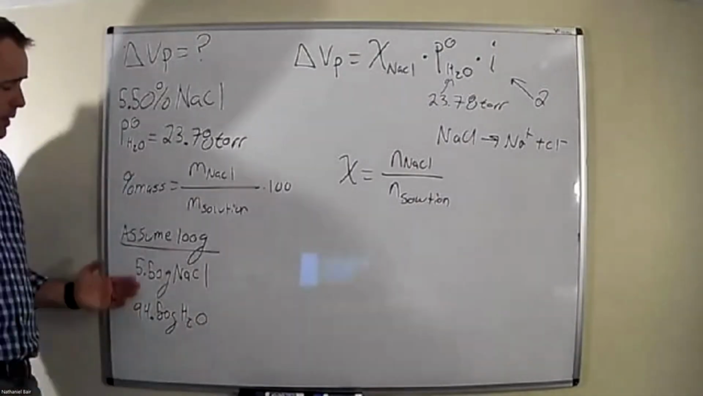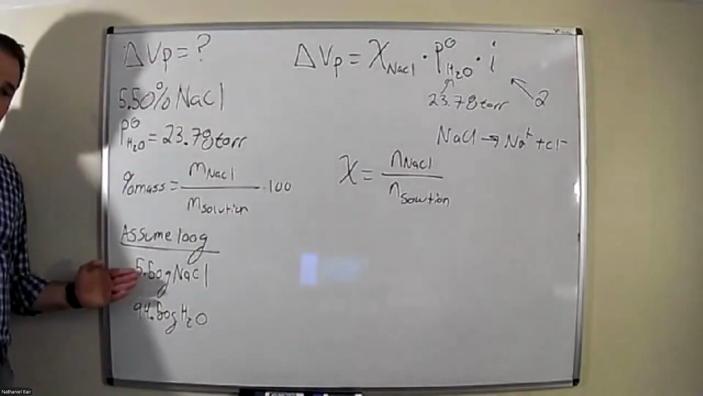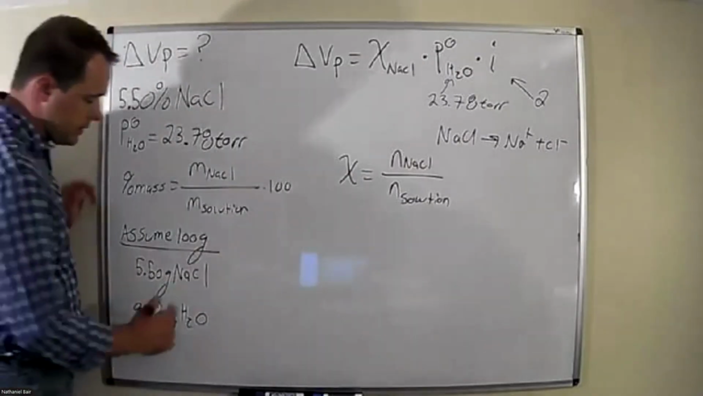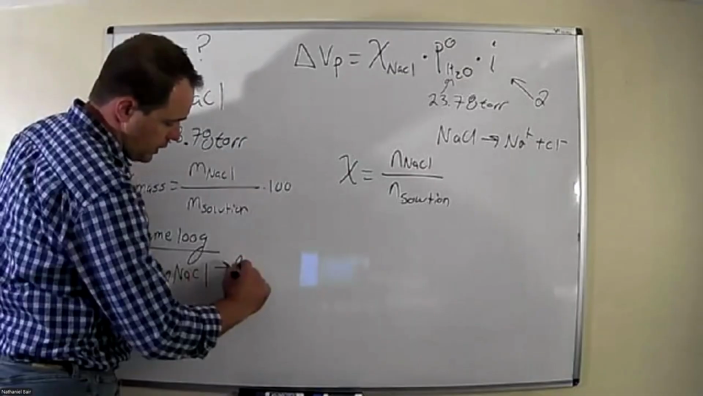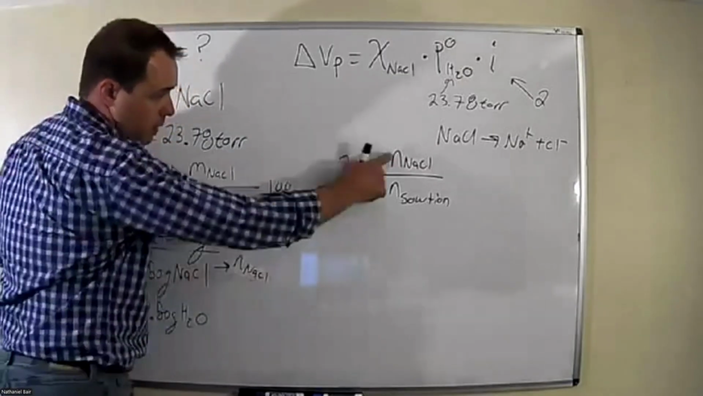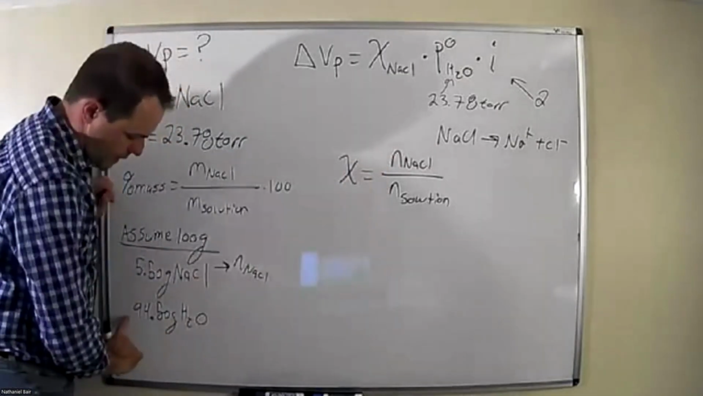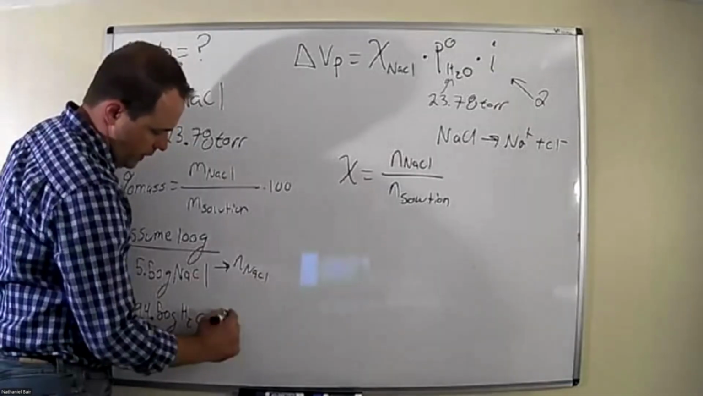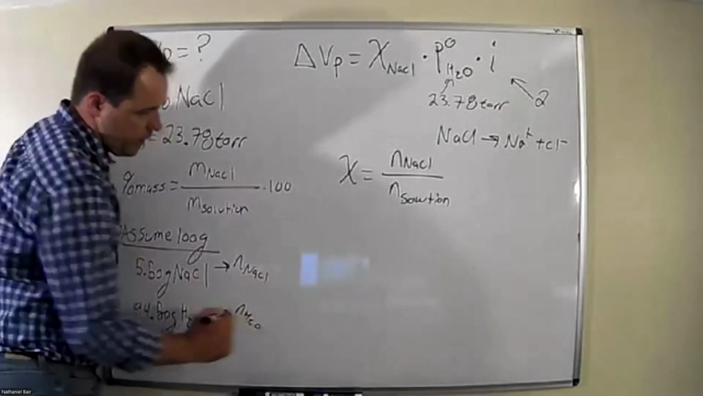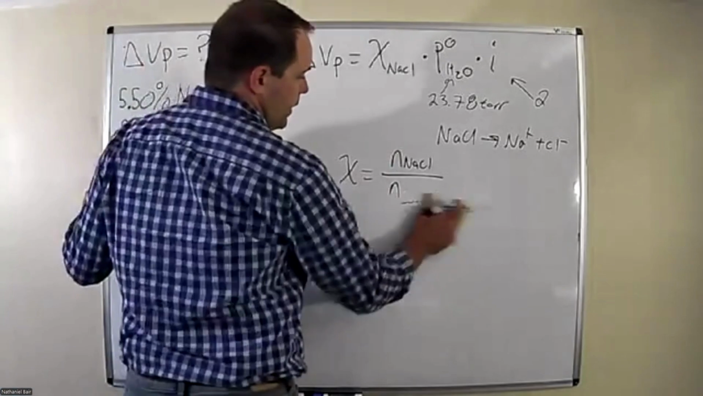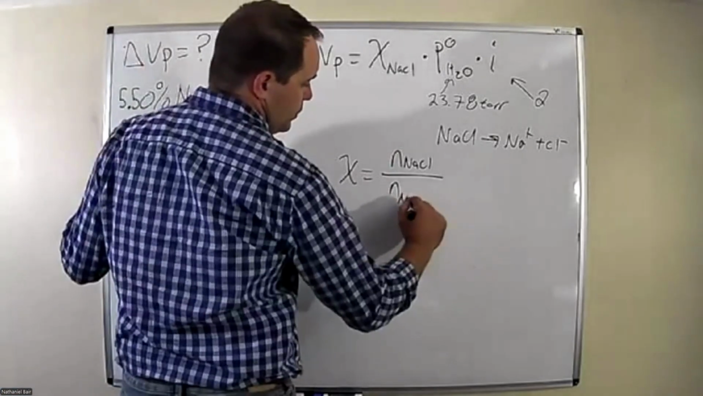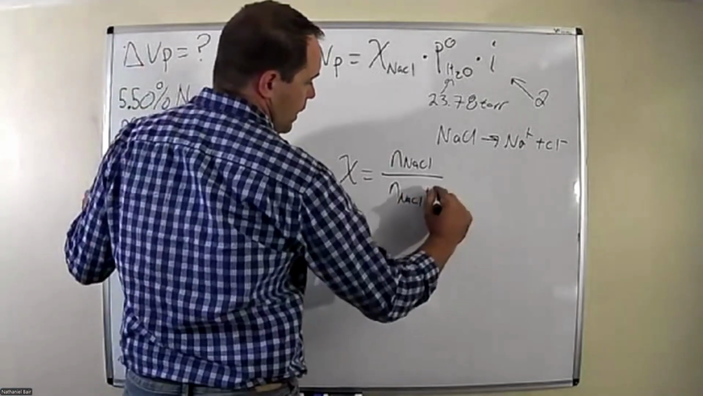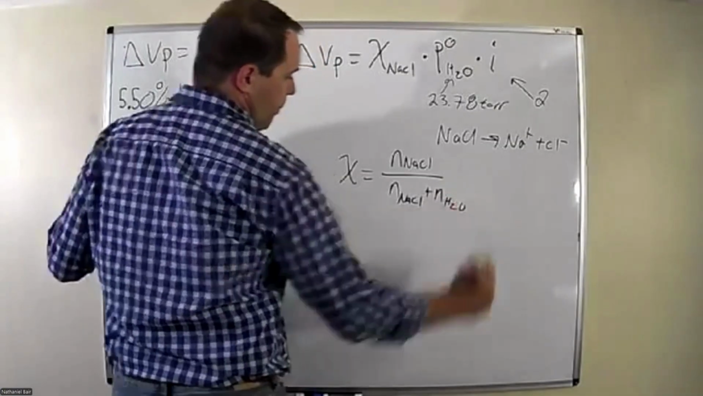So now here's the nice thing. Now I have numbers. And now what can I do? Well, I could take this mass of sodium chloride and turn that into moles of sodium chloride. And then I could take this mass of the solvent and turn that into moles of solvent. And then remember that a solution is the moles of the solute and the moles of the solvent.